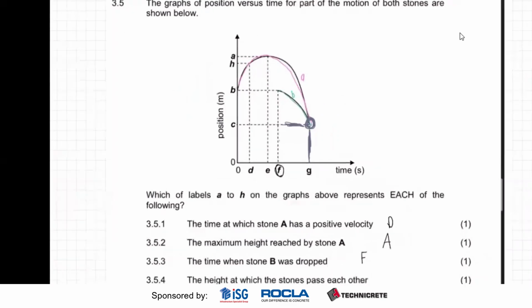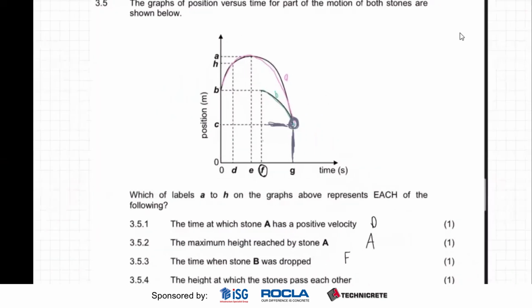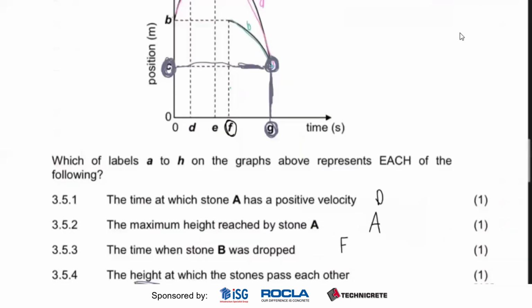So when do they pass each other? They pass each other when they're meeting. So they meet for a split second and then they pass each other. So they basically pass each other when they meet each other because it's so quick. So the time when they pass each other is time G, but we're asked for the height at which the stones pass each other. So we go up from time G over there, and we can see that the position in meters is at C, at the label C. So the height, which is also in meters, so it's also the position, is C. So answer is label C.